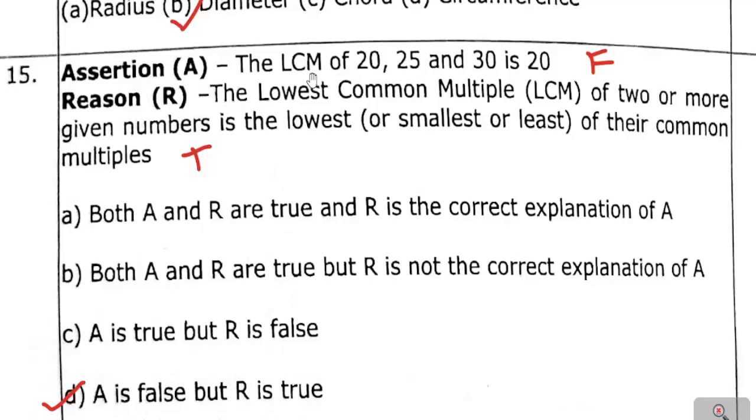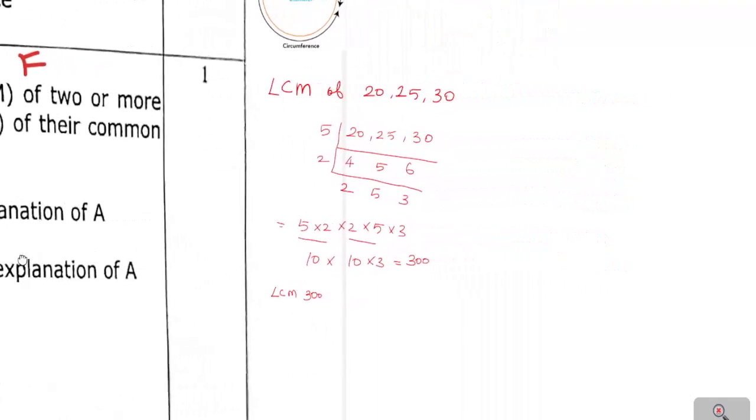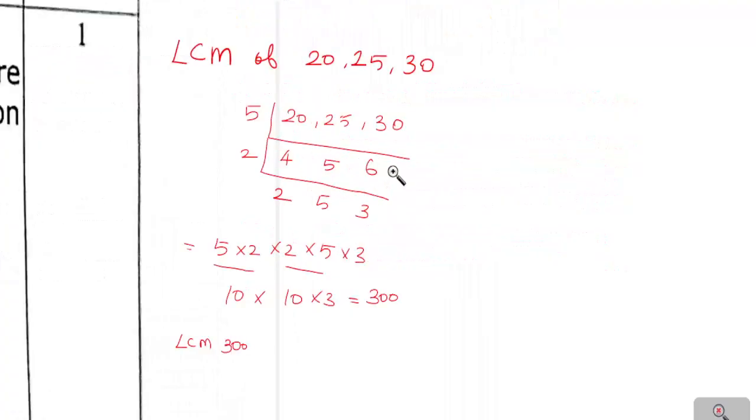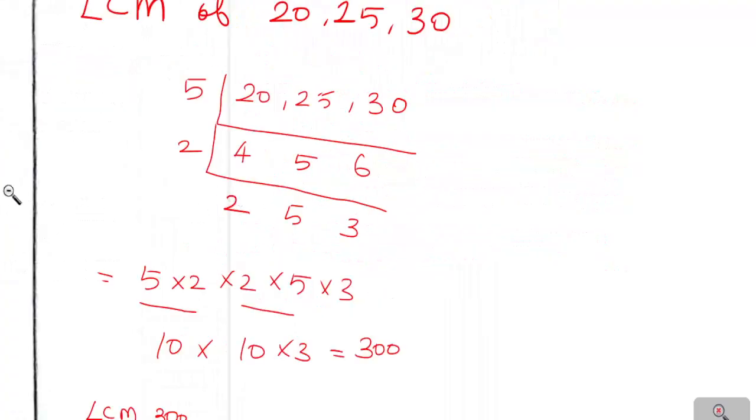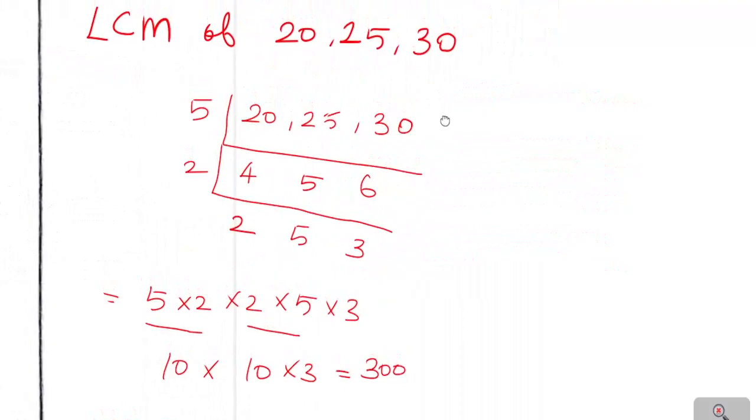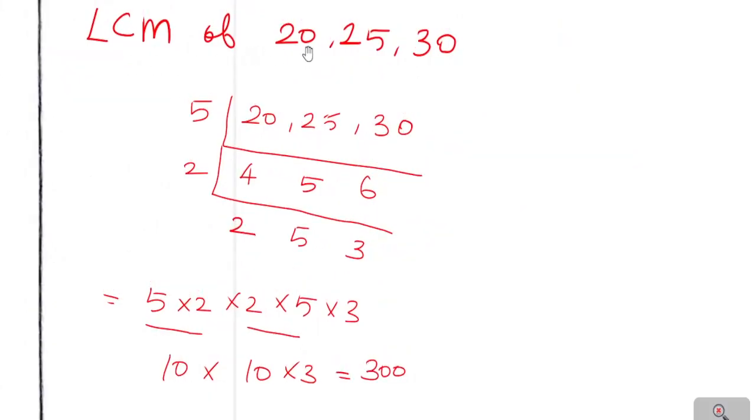How? We can find the LCM of 20, 25 and 30. So we can find it in this way. We have to find the LCM of 20, 25, 30. So first I am going to divide with the help of 5. When I divide 20 with the help of 5, I am getting the answer 4.